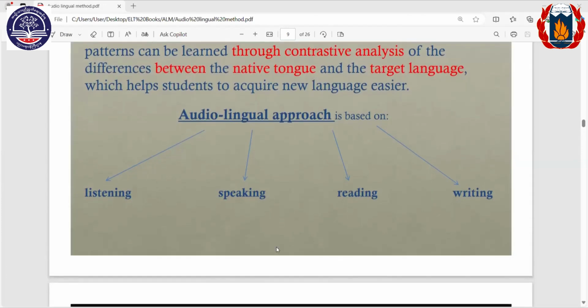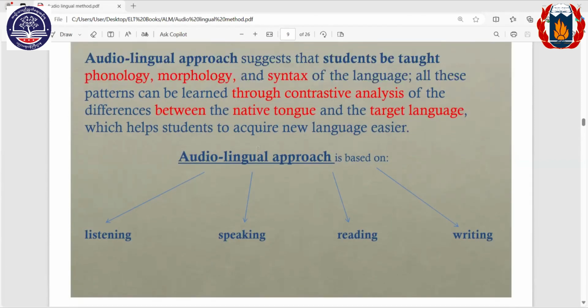So this approach is also based on four skills, right? Listening, speaking, reading, and writing. Because in the previous slide, you already see like the oral approach. That's why oral, the listening, oral, speaking. So listening and speaking both need to be given first.